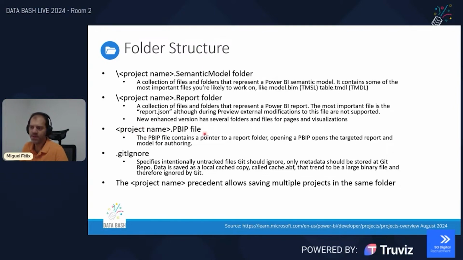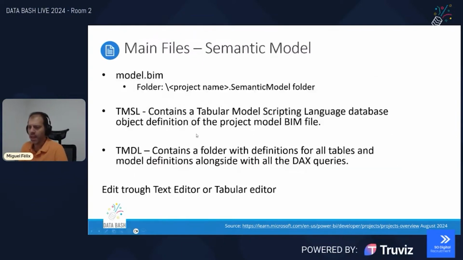And then we have the PBIP file. This file is basically just a shortcut to the folders where we have the report, but you can use it or not, and you will see this. Then we have the git ignore for those that are using the CI/CD. But let's not focus on this for now.